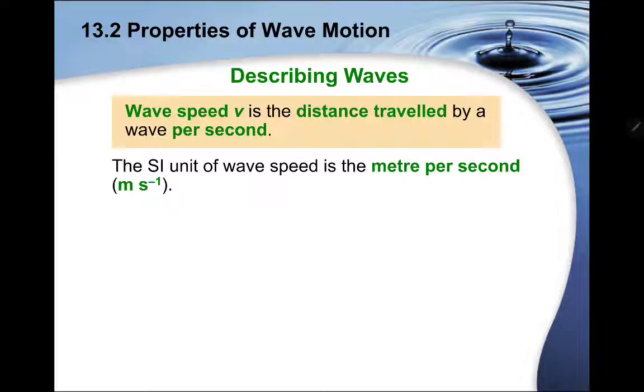Alright, so we've come to the final property that we're going to learn. It's called wave speed. Wave speed is basically just the speed of the wave, which is the distance traveled by a wave per second. It's the same thing as what you've learned about speed, right? Speed is distance traveled per second. Wave speed is the distance traveled by the wave per second. So the SI unit is meters per second.